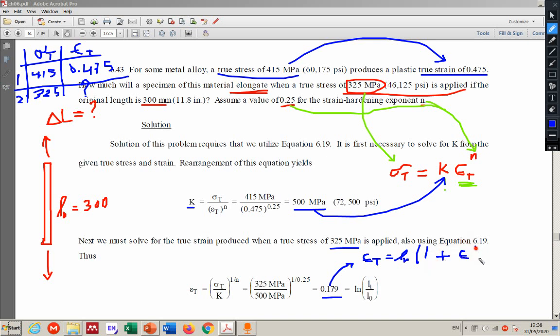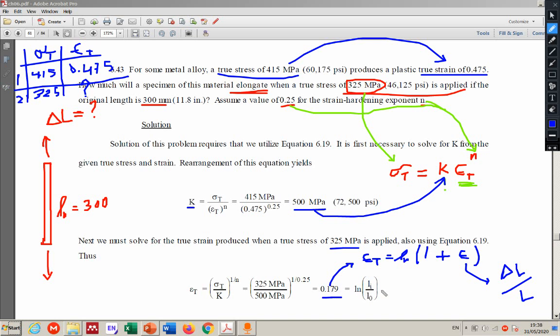Some students will find engineering strain, then say engineering strain is equal to delta L over L. That's also possible. But remember, you can directly find it from the true strain. Why? Because true strain is equal to ln of instant length over initial length. But remember, you're not finding delta L directly. You will find the instant or final length, the length under this stress. When we say instant length, it means the length of the specimen under 325 megapascal.